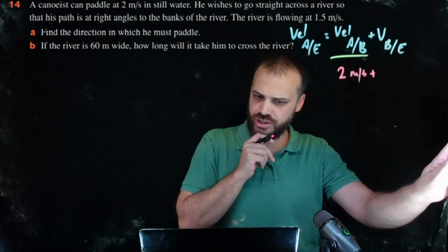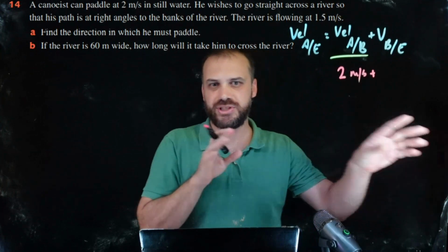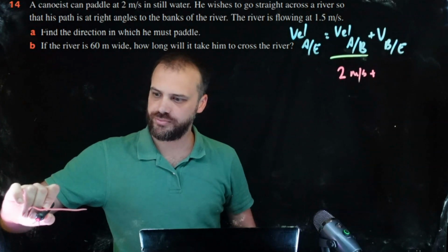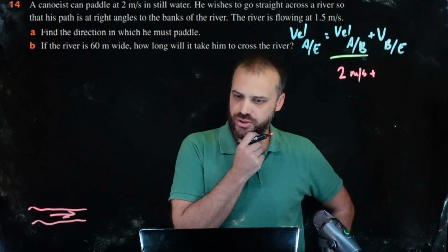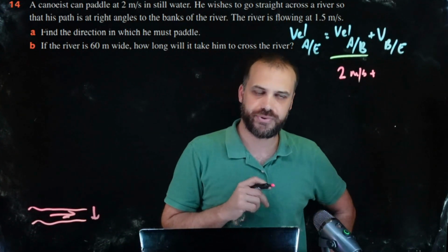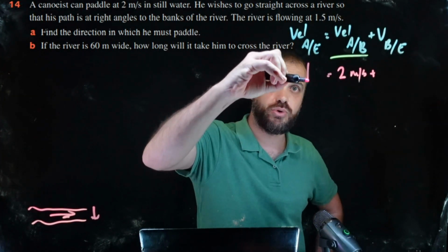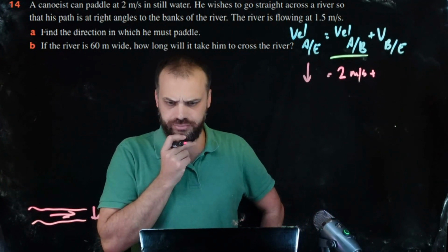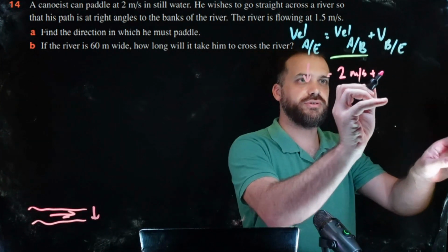He wishes to go straight across a river so that his path is at right angles to the bank of the river. It's going to be easier for me if I draw a river. This is my river, and my river is flowing in that direction. Okay. So he wants to go straight across the river, right? So his velocity with respect to the Earth, he wants it to look like that. Don't know about the magnitude of it. The river is flowing in that direction at 1.5.